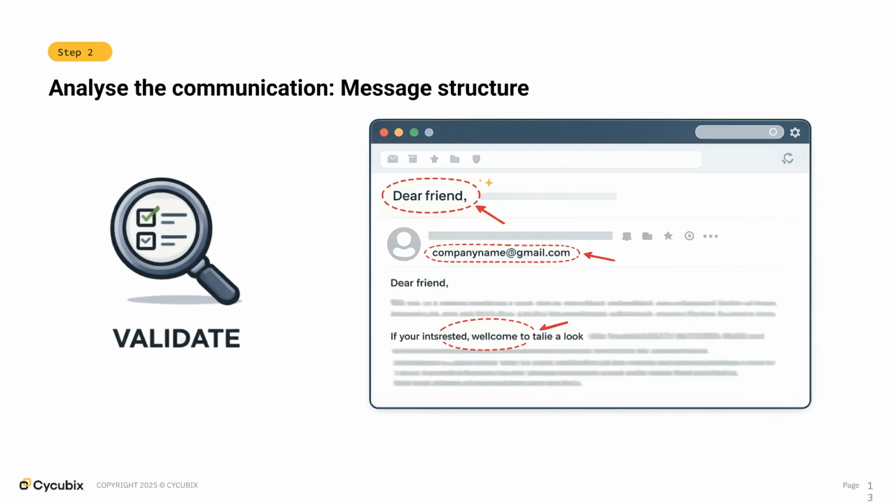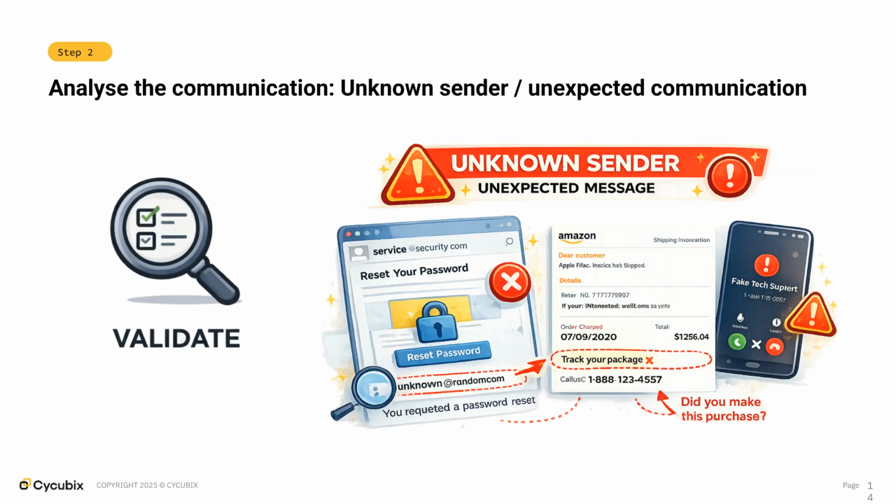Look for red flags in the message structure. Generic greetings, free public email addresses, poor grammar, and awkward phrasing can all signal a scam. Quickly check who the message is truly from and whether it's written like a real business communication, especially if it asks you to do something risky. The easiest red flag is an unexpected communication, such as an unsolicited password reset or order confirmation. Attackers use urgency and confusion to make you click a link or call a number within the message. Do not click. Go directly to the official site or app to check your account.